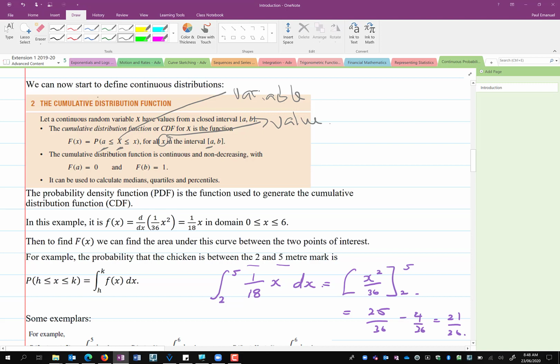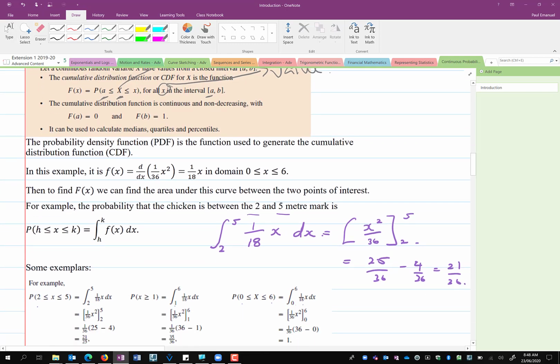And we know, because it's cumulative, it starts at 0, ends at 1, because we're talking about probabilities. It's continuous and it never goes down. It can be flat, you can have areas where there's no probability, but it can't be decreasing. And as I do above, you can do medians, quartiles, percentiles, whatever else.